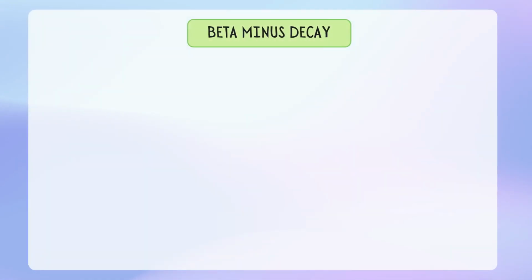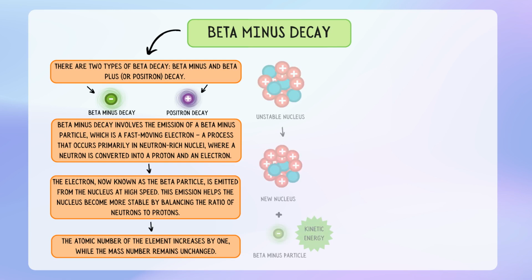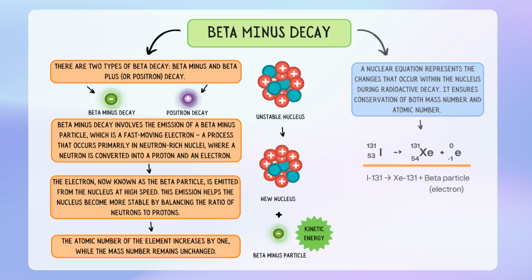In today's lesson, we delved into the properties and formation processes of beta minus radiation. We learned that beta minus decay involves the emission of a beta particle, which is a fast-moving electron, a process that occurs primarily in neutron-rich nuclei, where a neutron is converted into a proton and an electron. We understood that the atomic number of the element increases by 1, while the mass number remains unchanged, and illustrated this in practice using nuclear equations.